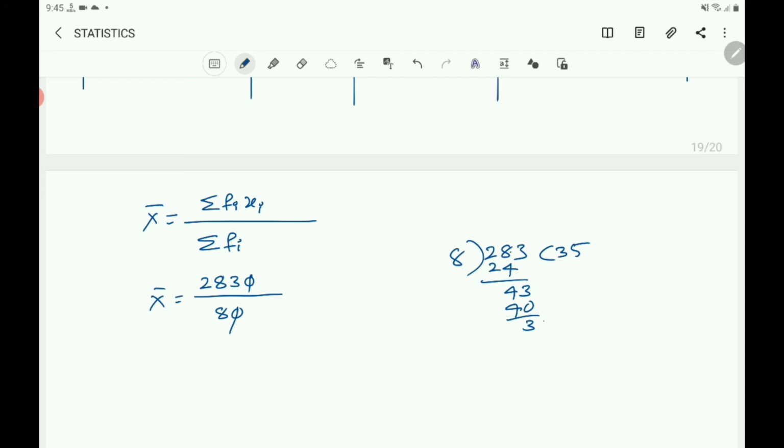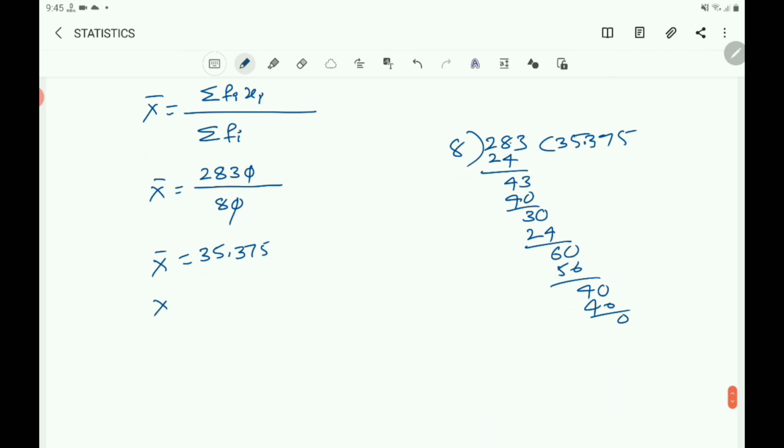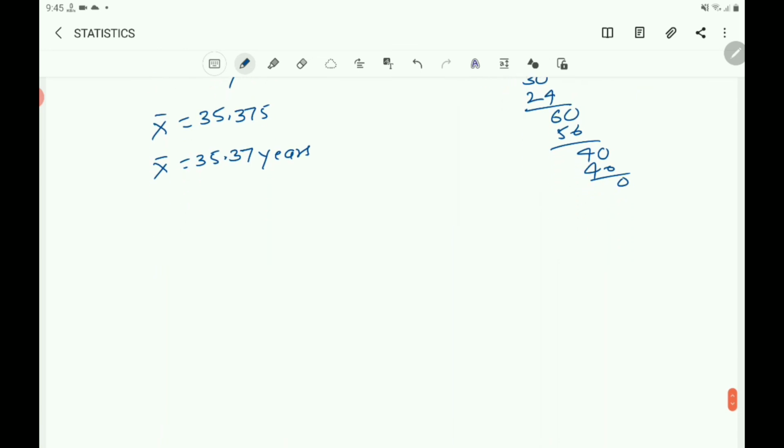Then bring down 3, 43. 8 5s are 40, 3 is remaining. Then 30, 8 3s are 24, 6 is remaining. 8 7s are 56, 4, then 8 5s are 40. So we got that x bar equals 35.375. You can take x bar approximately as 35.37 years.